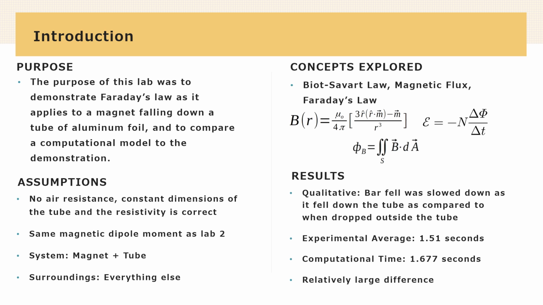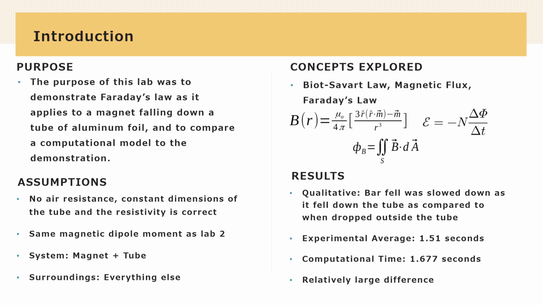There are three main concepts used. The first is Biot-Savart's law, which generates a magnetic field vector for a dipole at a given distance. Next is magnetic flux, which is the amount of magnetic field that is passing through a certain area. And Faraday's law relates the change of magnetic flux of an area to a generated voltage.